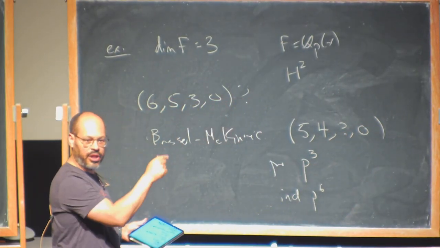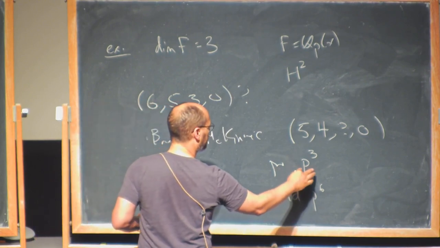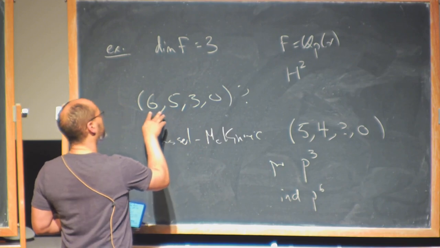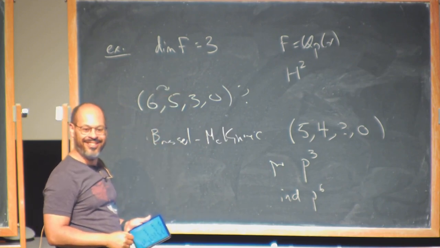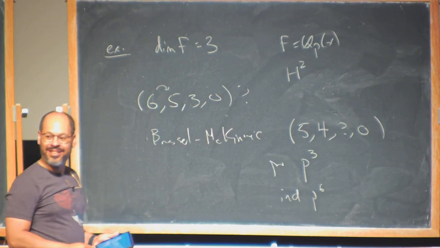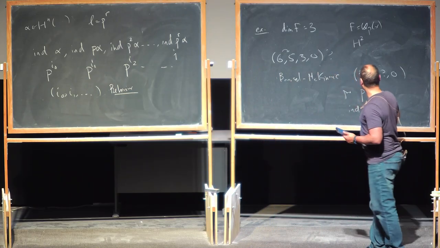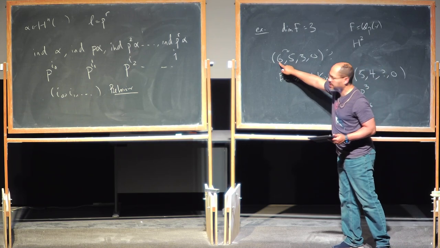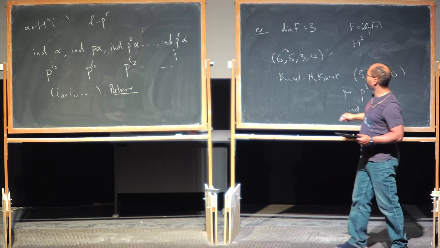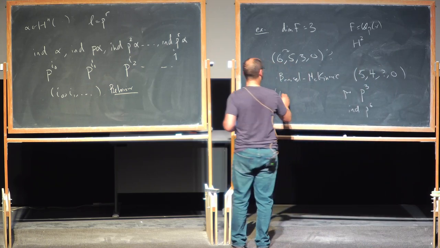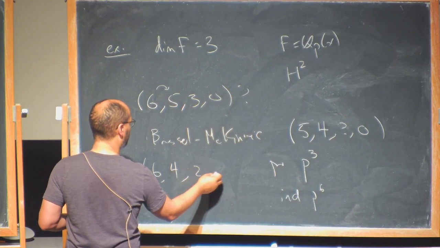You can start by dropping a little bit, but if you have period p cubed and index p to the sixth, they show it's impossible to start with this drop. So certain kinds of behavior are impossible. If you're at the extreme case where you have period p cubed and index up to p to the sixth, you have to drop more quickly. Like you have to do something like 6, 4, 2, 0 or something like that.